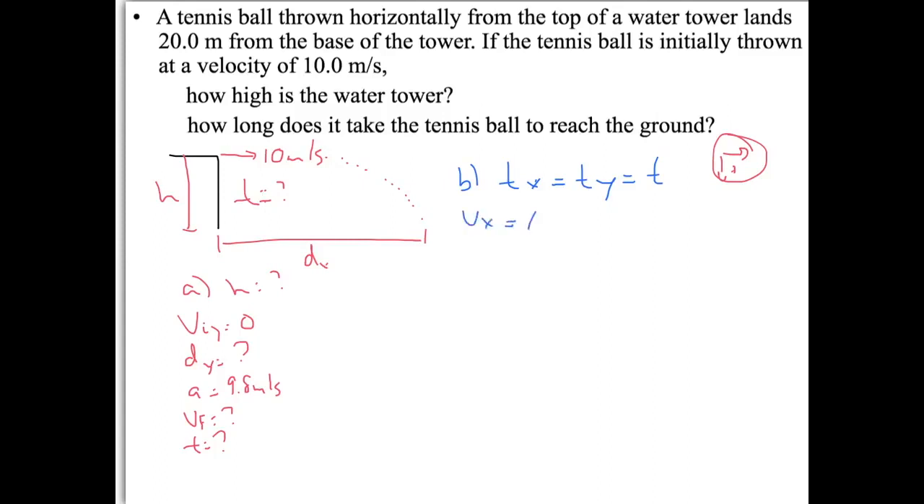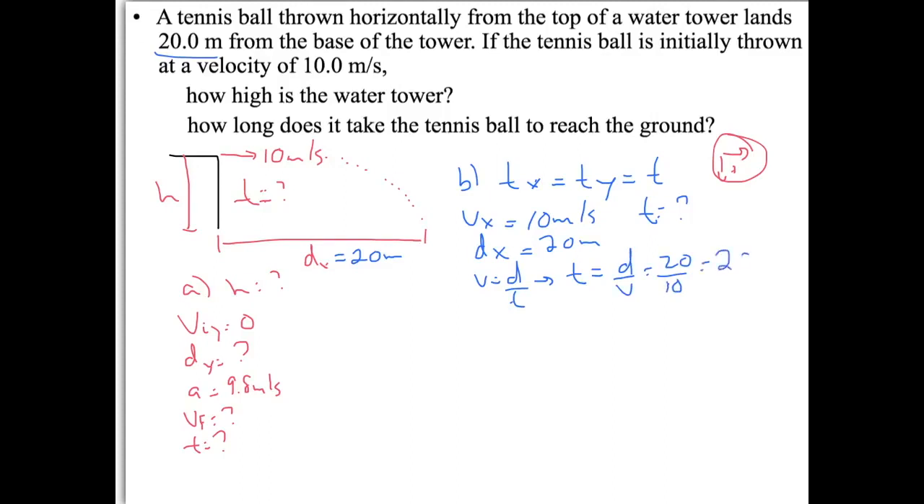So let's take a look. Vx, we know, is 10 meters per second. dx, we know, is 20 meters, because it lands 20 meters from the base. And time is our question. We know our very basic equation, v equals d over t. Convert, t equals d over v, 20 over 10, which equals 2 seconds. We can now plug that into our equation there. Now, let's see what we get.